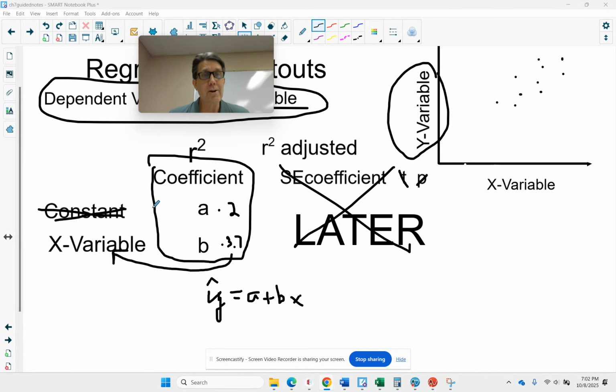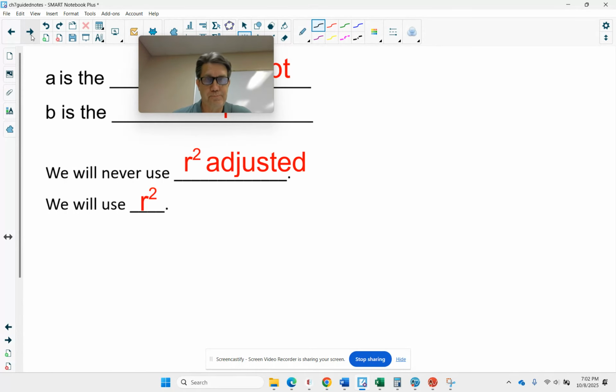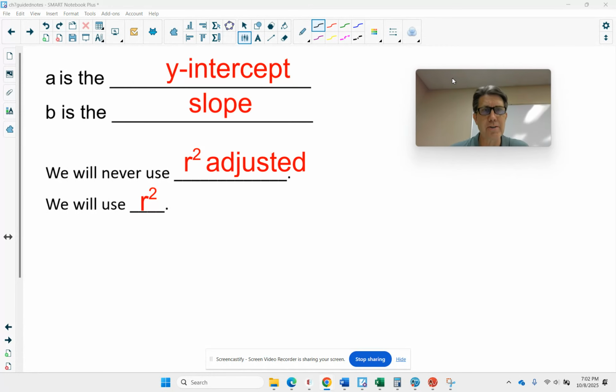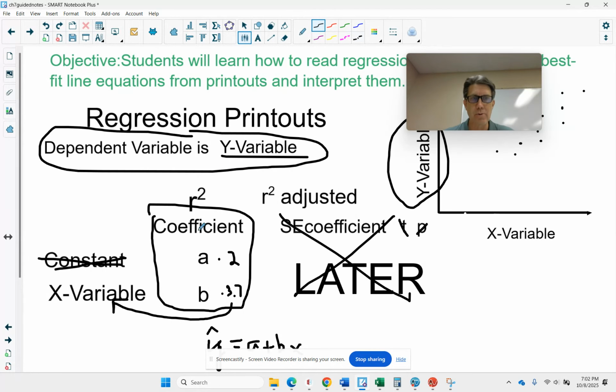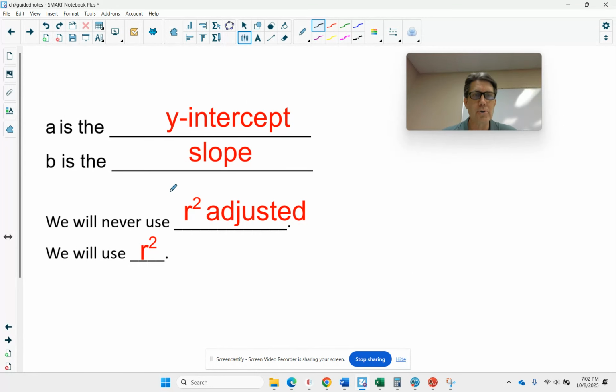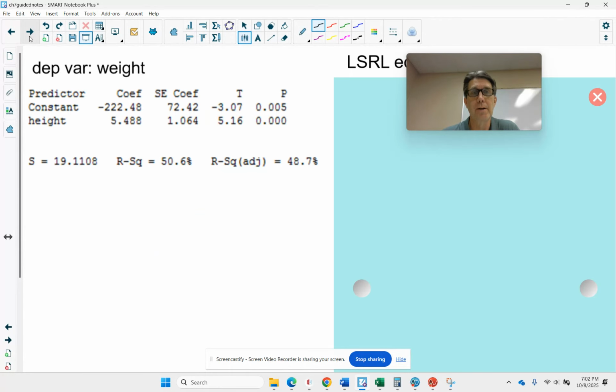Okay, so that's the start with a regression printout. There are some other things on there, but let's remember, A is the y-intercept, B is the slope. So you will just look under where it says coefficient. Here's A, here's B, that's the y-intercept, that's the slope. Then you might see r squared and r squared adjusted. We will never use r squared adjusted, never use it. We will use r squared. We've talked about that, the percent of the variation in y that is explained by x.